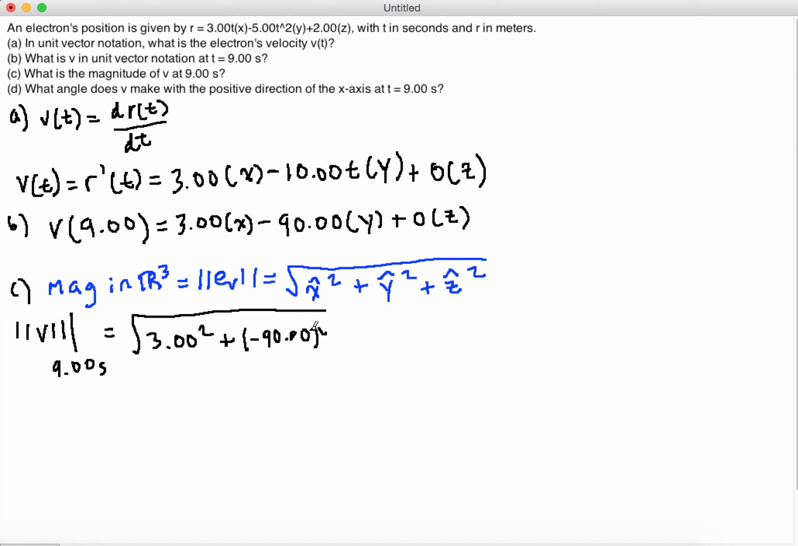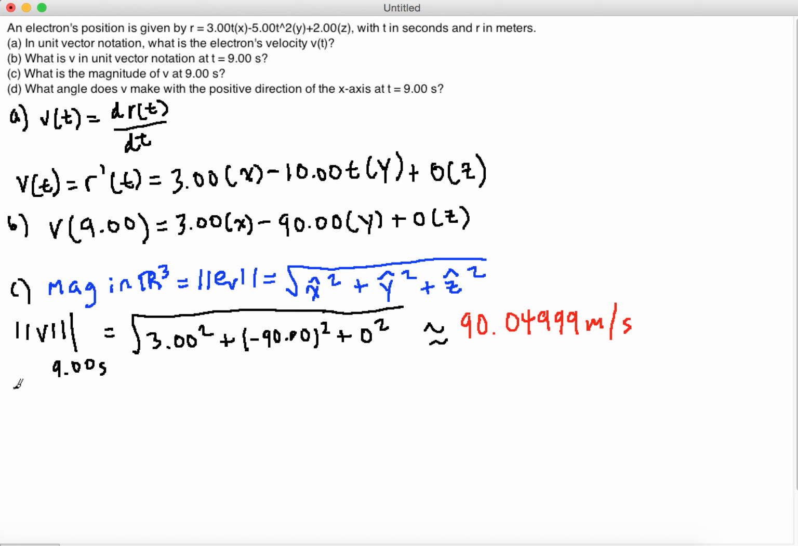Oops, that was not good. Let me put that better. And then lastly, we have 0 squared, which I just wrote for reference. And so evaluating that, we get approximately 90.04999 meters per second. And that is the magnitude of the velocity at that point.